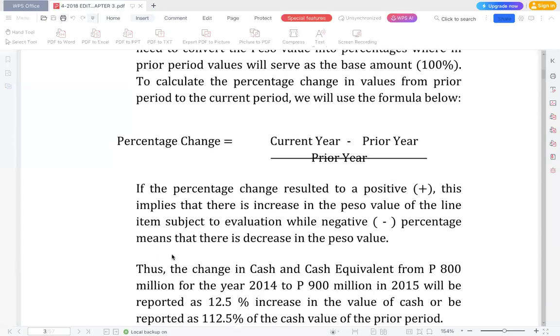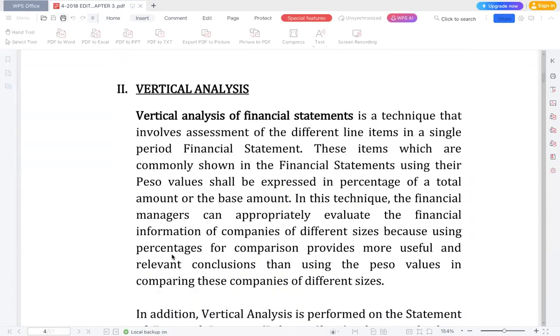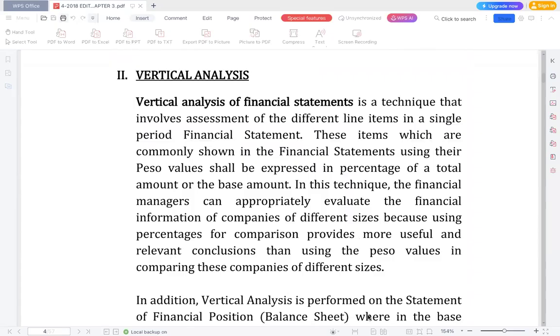Okay, so let's proceed to vertical analysis. It is a technique that involves assessment of different line items in a single period. Single period. So, as discussed a while ago, we are going to analyze for year 2023. Then you are going to use the total asset in analyzing the balance sheet accounts, while the sales is the base amount in analyzing the income statement accounts.